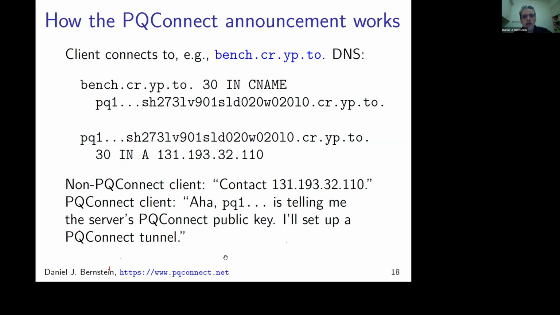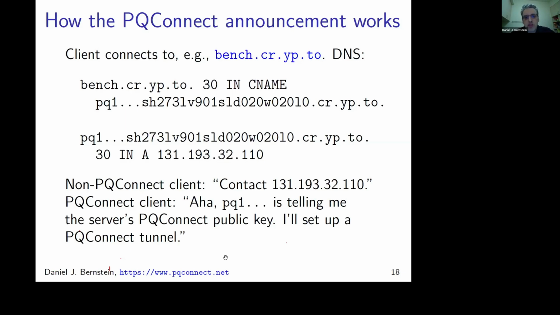131.193.32.110. Now, normally, these are all standard kinds of information to put in DNS. If you look up DNS information for Amazon.com or any typical website, then you'll see this kind of data. And this is something which normal clients without any software upgrades are going to say, oh, yeah, I know what to do. I look at the CNAME and then look at the A record attached to that, and there's the IP address that I'm supposed to connect to. I'm supposed to contact 131.193.32.110. And that's how your browser connects to bench.cr.yp.to.